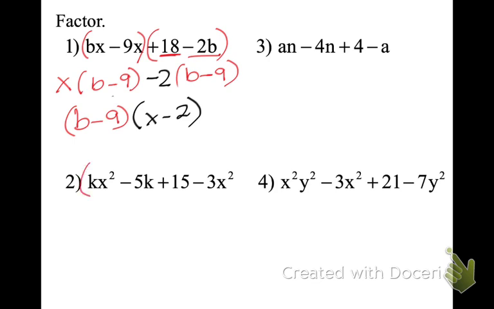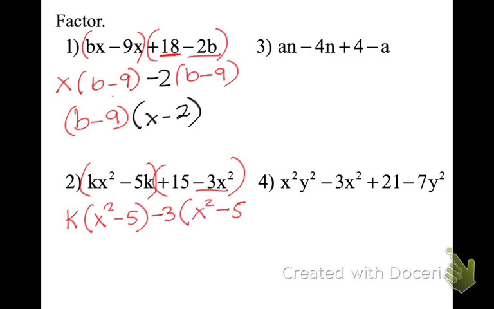Matthew. First you group, and what do I factor out? For the first one it's k, and what's left? x squared minus 5. Good. And then in the second one, what am I factoring out? Also 3. What kind of 3? -3. When I divide 15 by -3, what do I have? -5. And when I divide this term by -3, what do we have? x squared. Okay.